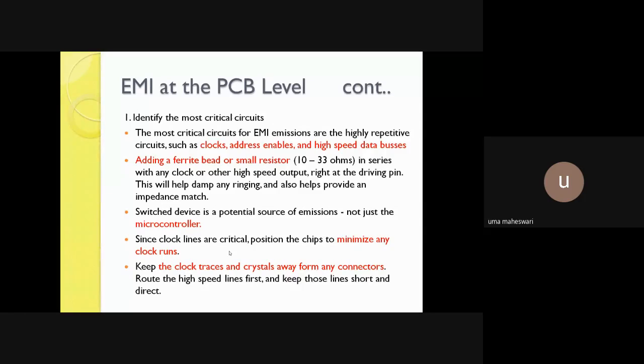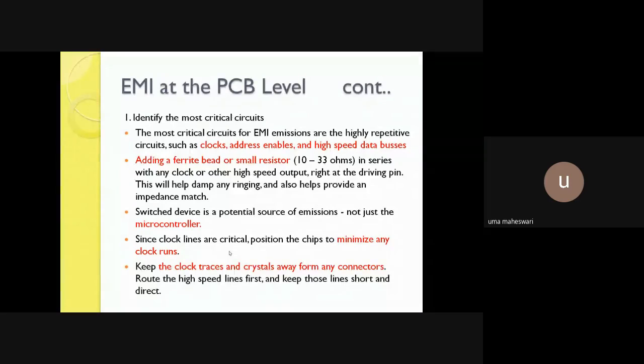It will have better performance. To match, this actually provides a better impedance match. Then of course, the microcontroller is a switching device. It is again the source of the problem. We need to identify which microcontroller it is and what its switching speed is, everything.